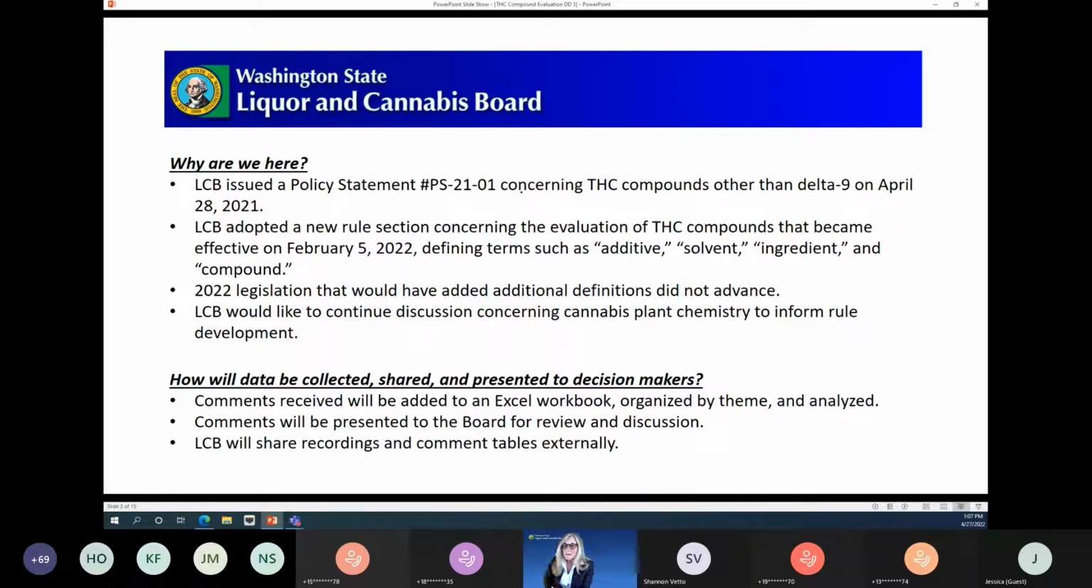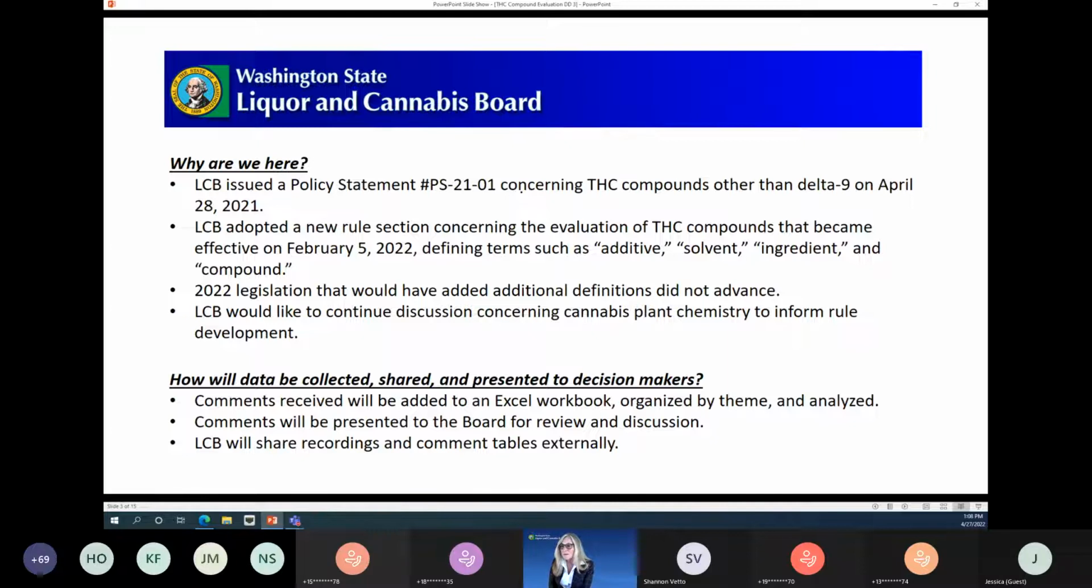So why are we here? I'm sure many of you are familiar with why we're here, but we'll go over it again just in case. The agency issued a policy statement last year concerning THC compounds other than Delta-9, and we adopted a new rules section effective February 5th of this year around the evaluation of THC compounds, and we defined terms such as additive, solvent, ingredient, and compound in those rules. The 2022 legislative session came and went and didn't result in any changes or any definitions that we could advance in rules. So we'd like to continue a discussion concerning cannabis plant chemistry to inform future rule and policy development.